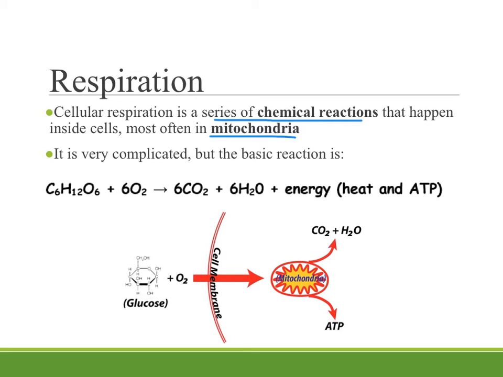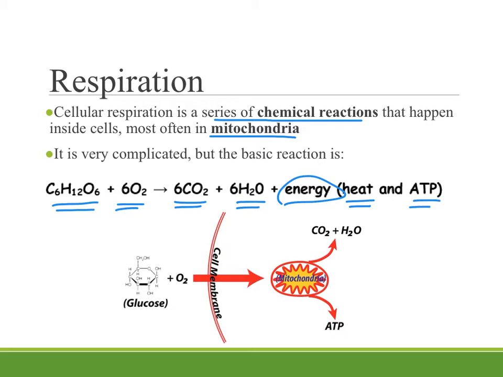The basic reaction says we start with 1 molecule of glucose plus 6 molecules of oxygen gas, and through cellular respiration we produce 6 molecules of carbon dioxide, 6 molecules of water, and then some energy, which comes out both as heat and being put into these molecules of ATP.